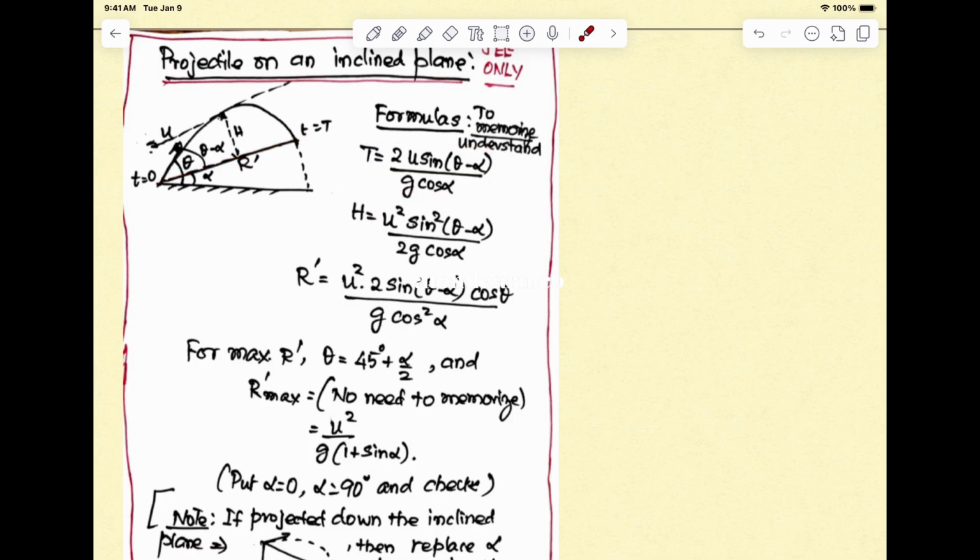Very similarly, h is nothing but, using the displacement equation, half g t squared. Therefore, this is half into g into t squared. If you just do this, this is the formula for the maximum height over the inclined plane. Then how do we find the range r dash over the inclined plane? That is the distance between the starting point and the falling point on the inclined plane. Now this can be done in a different manner. How?